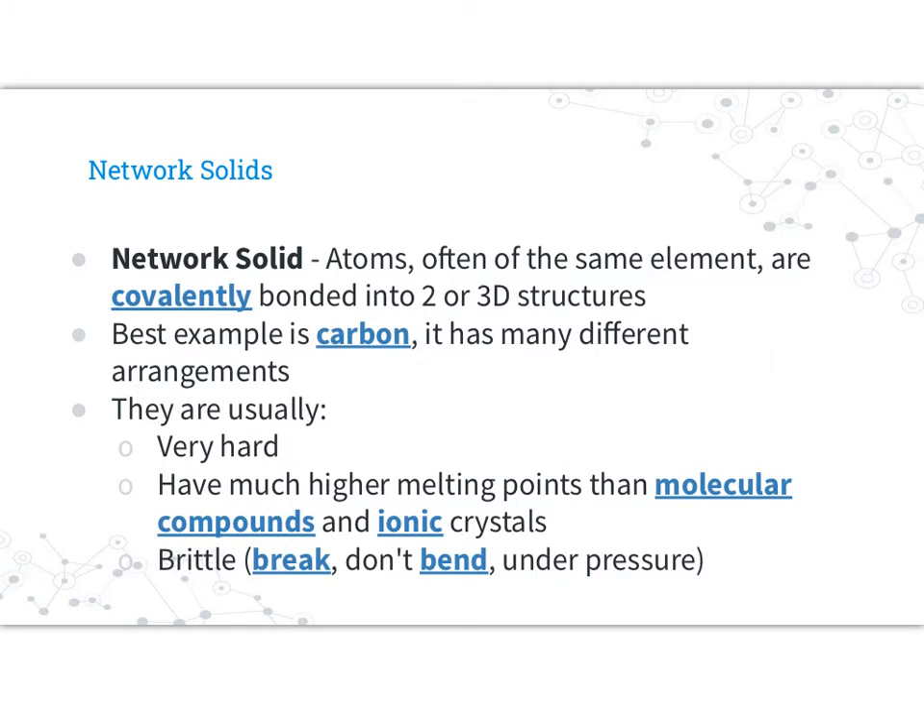All right. Something we haven't talked about yet are network solids. Network solids are atoms, typically of the same element, that are covalently bonded into 2 or 3D structures. The best example is carbon. It has so many different arrangements. Carbon can be present in so many of these different ones. Network solids are usually very hard, and they have much higher boiling points than molecular compounds and ionic crystals because they don't have intermolecular forces. They are covalently bonded the whole way through.